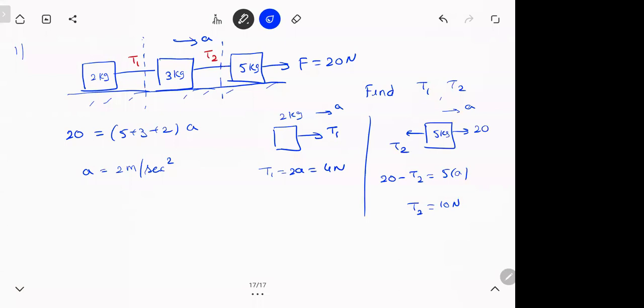Have a look at this. Any step you didn't get, anything, doubt, ask me. Pull down, all of you are okay with this thing? Next one.